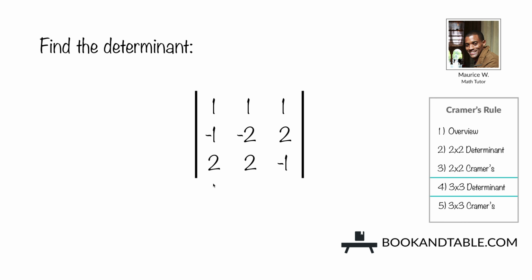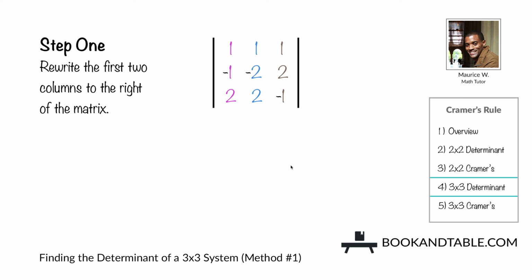So find the determinant of this 3 by 3. Column 1 is 1, -1, and 2. Column 2 is 1, -2, and 2. And column 3 is 1, 2, -1. Now, calculating the determinant of a 3 by 3 is slightly different than calculating a 2 by 2. We'll still be multiplying the numbers going down to the right and up to the right.